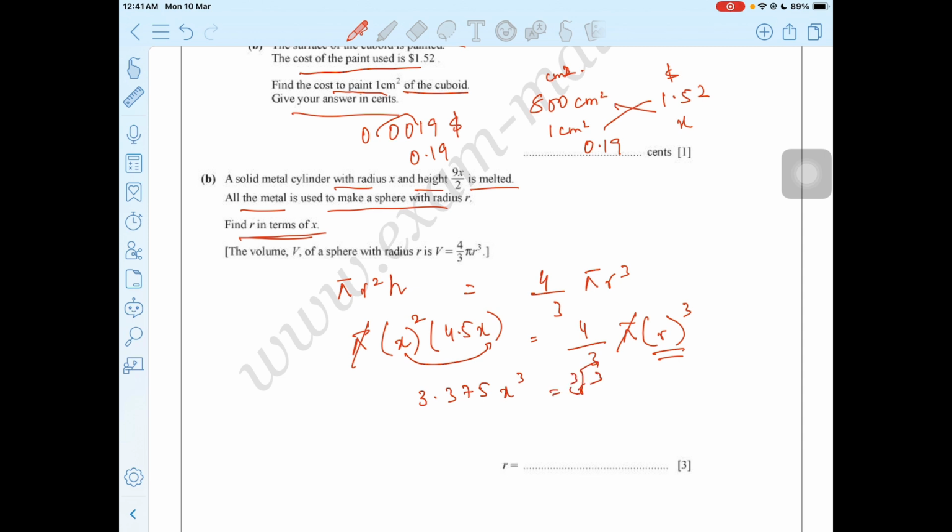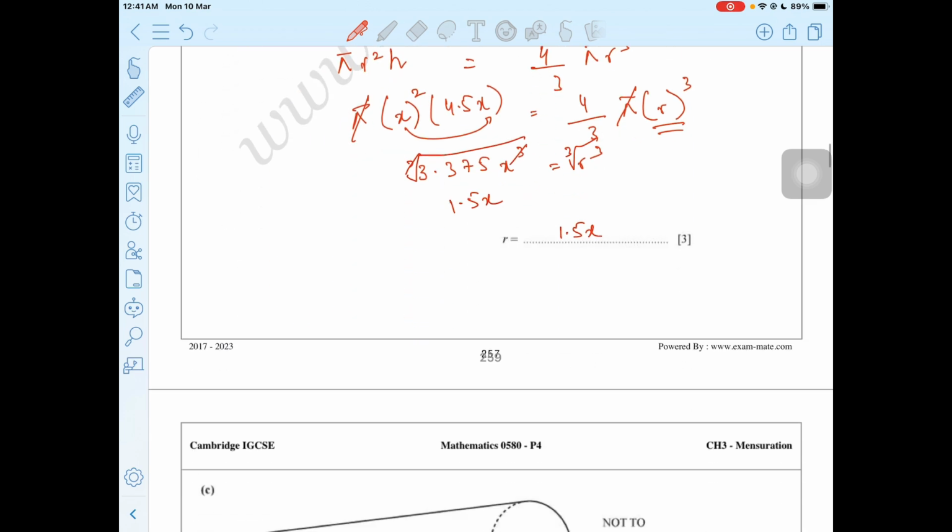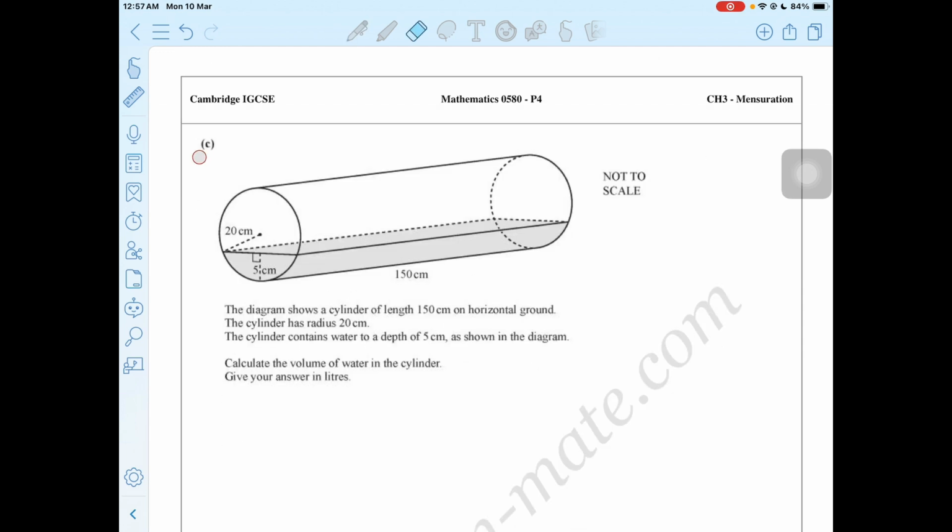So we take the cube root. This would be cube rooted, this would be cancelled out, and 3.375 cube rooted is 1.5. So this would be 1.5x. Okay, now let's move on. So now we have part C.